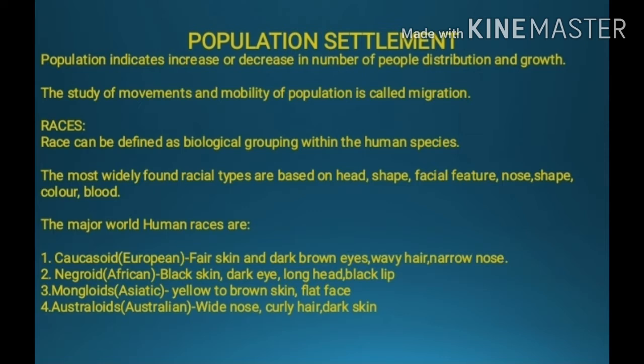Next we are going to see the four major world human races. All over the world, the major human races are Caucasoid. Caucasoids are found in Europe. They have fair skin, dark brown eyes, wavy hair, and a narrow nose. From this identification, we can say that they belong to Caucasoid, European.